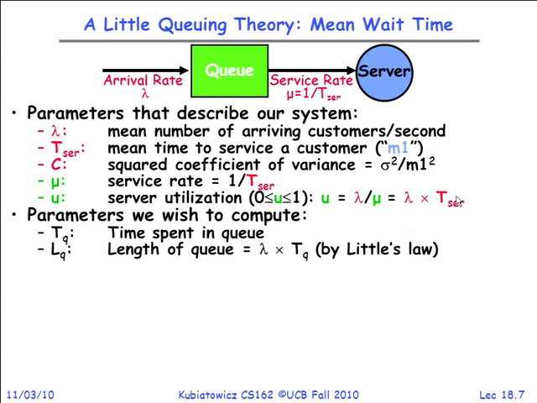By the way, T-ser, notice I called this M1 earlier. What we're saying here is that the server has a distribution on making hamburgers, and they have a mean and a standard deviation, and therefore they also have a mean and a C.